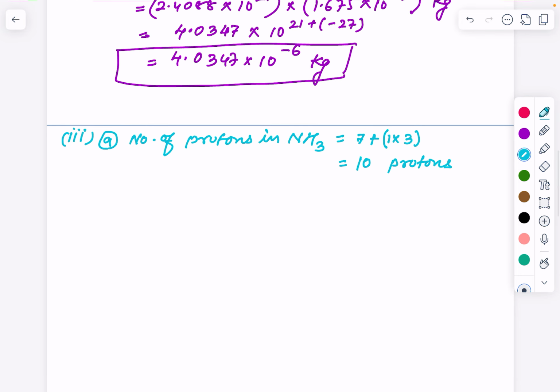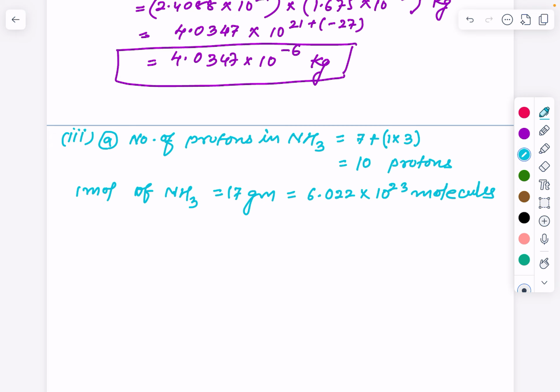Now we know that 1 mole of NH3 is nothing but 17 grams, because 17 grams is the mass. Nitrogen has 14 and hydrogen has 1 into 3. So 14 plus 3 will give you 17 grams. This we are aware of. And that 17 grams will have Avogadro number of molecules. So 6.022 into 10 to the power of 23 molecules are there in your 17 grams.